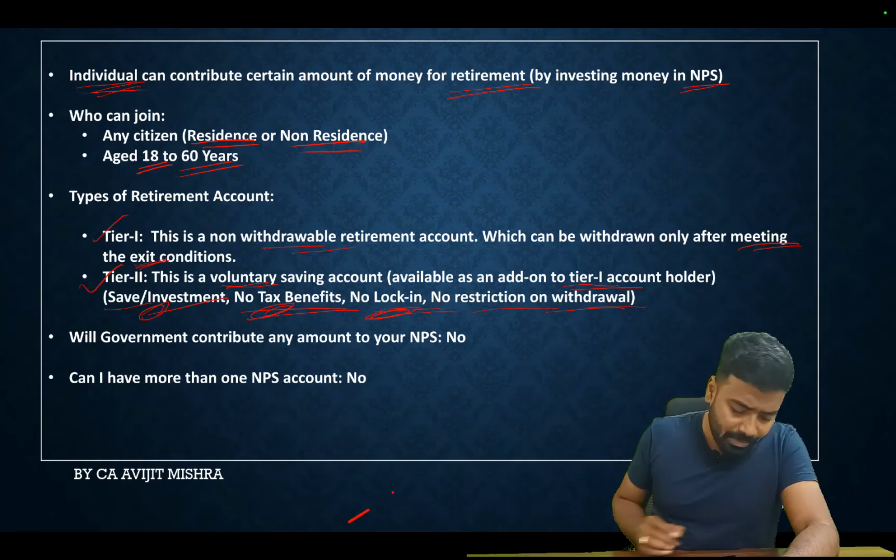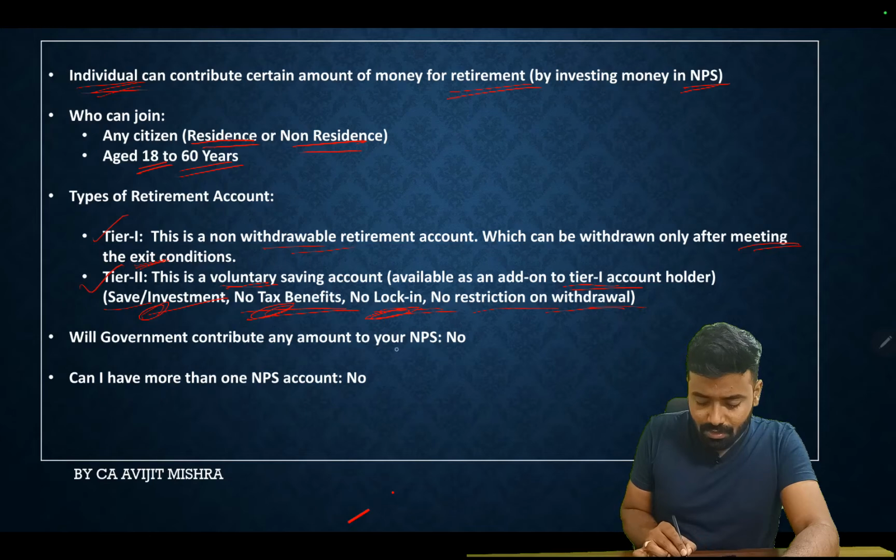The next question that may come to your mind: will the government contribute any amount of money to the NPS?